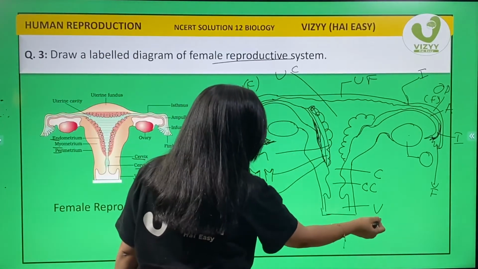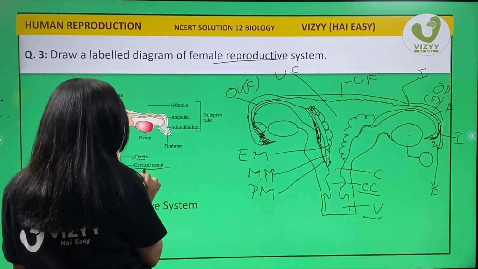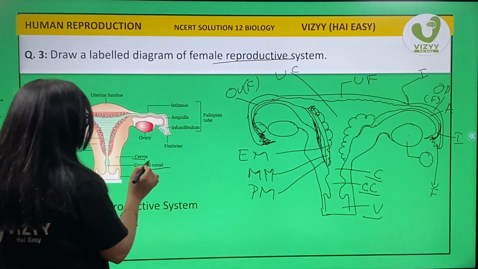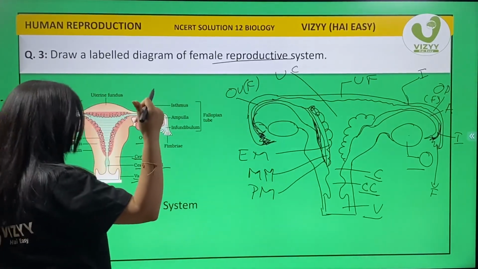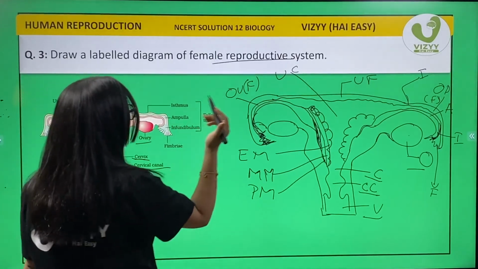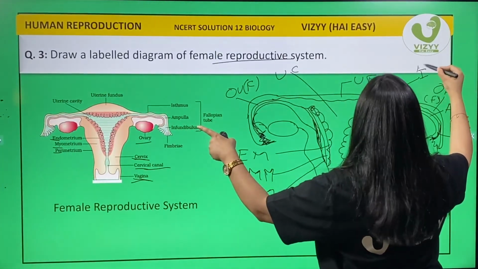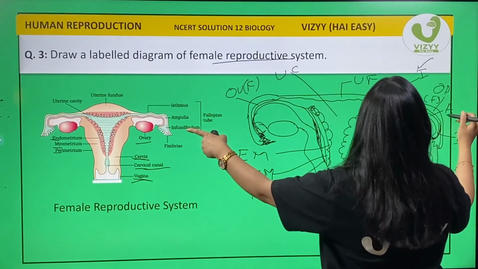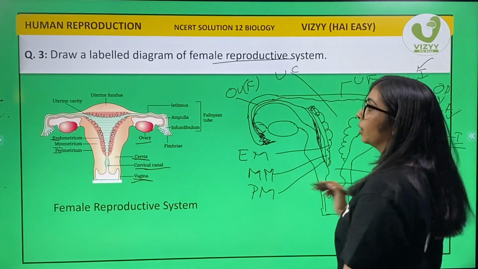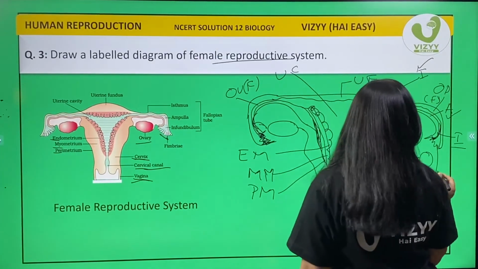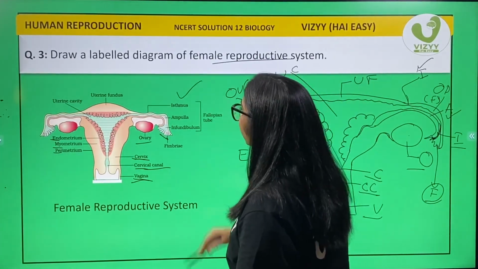So we have vagina, cervical canal, cervix, ovary. Until so far so good. Now we have got isthmus. The starting of the oviduct is isthmus. Middle part is ampulla. And lastly, we have infundibulum. The finger-like structure is known as fimbriae. So we're done with these as well.